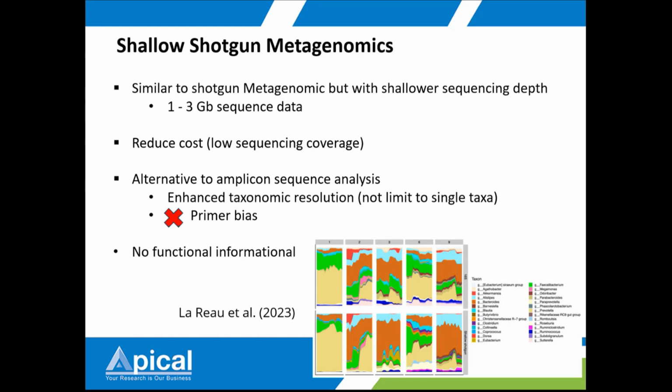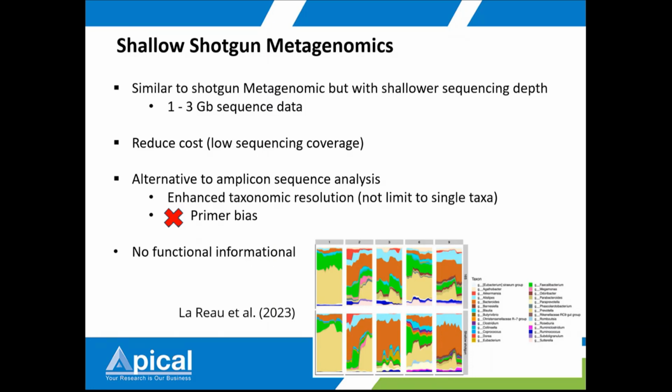So we have another application called shallow shotgun metagenomics, which is similar to shotgun metagenomics in terms of sample preparation and sequencing, except that for shallow shotgun metagenomics, you only sequence a shallow depth, about 1 to 3 GB of sequence data. So you don't need to spend as much as on shotgun metagenomics. This leads to a reduced sequencing cost, right?